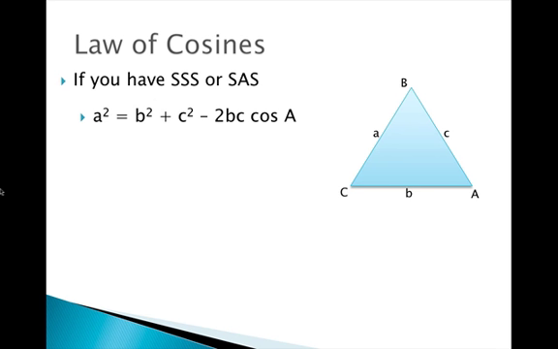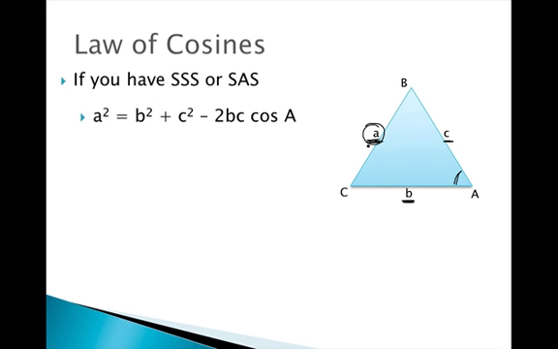So for example, if we wanted to solve for a, so this side length right here, we would use this following formula where we have b squared plus c squared minus 2bc times cosine of angle A. So in this formula, we're given side length b, and we'd have side length c and angle A. So we have side, angle, side, and we're able to solve for the third side length here.